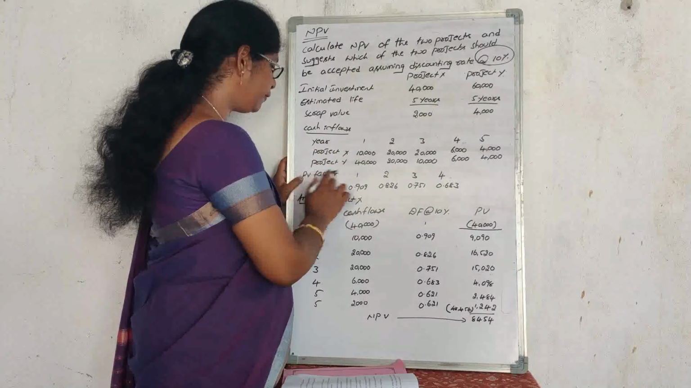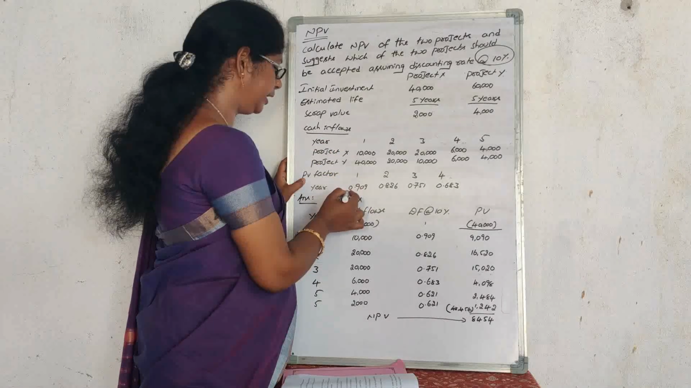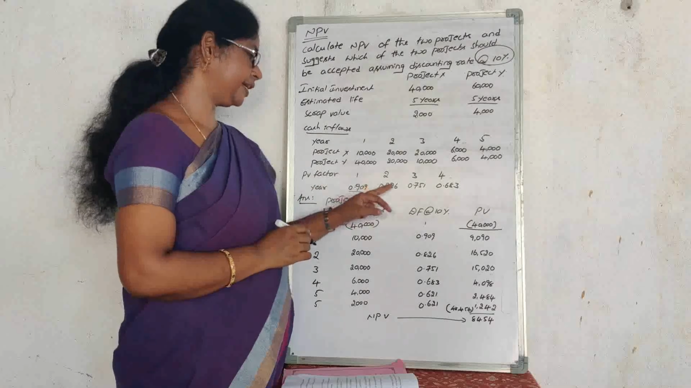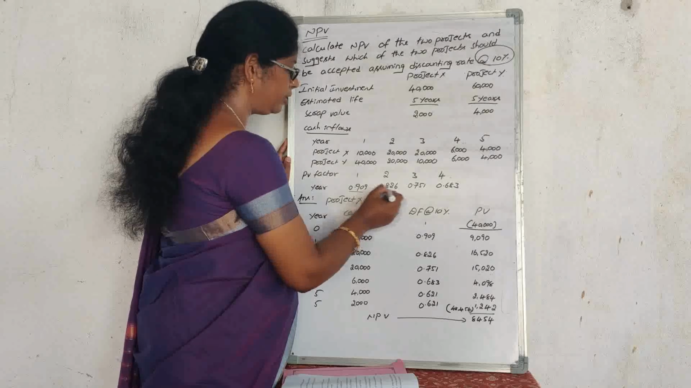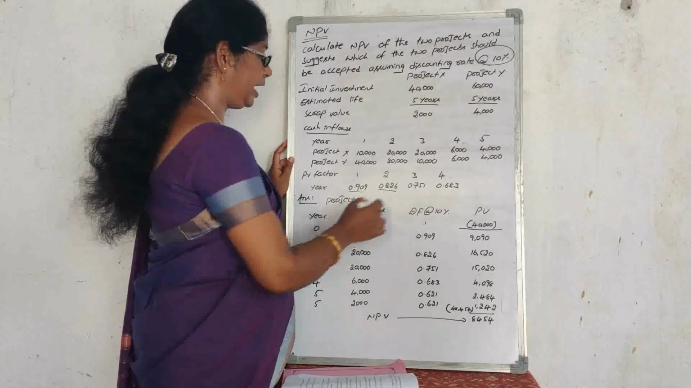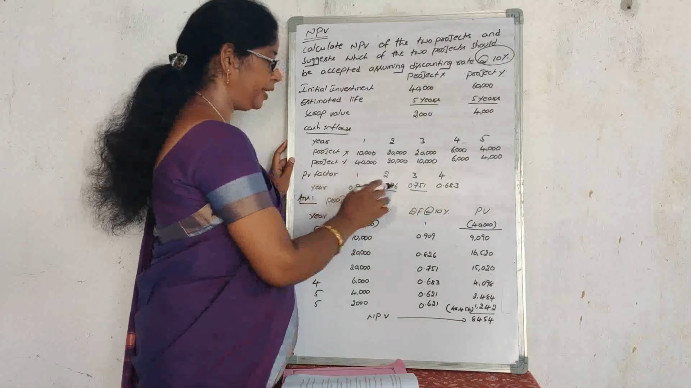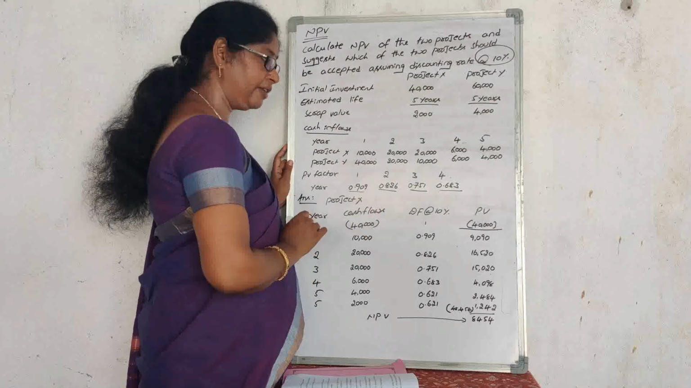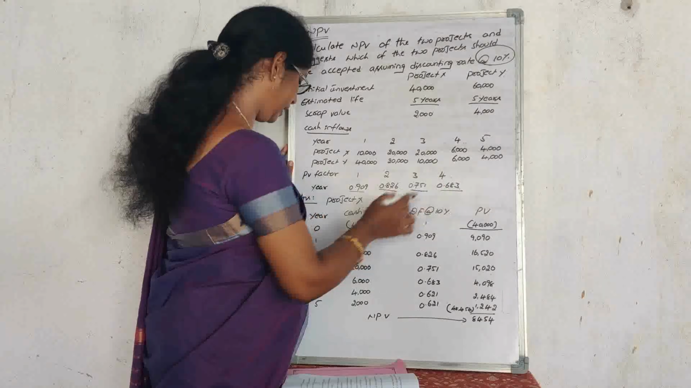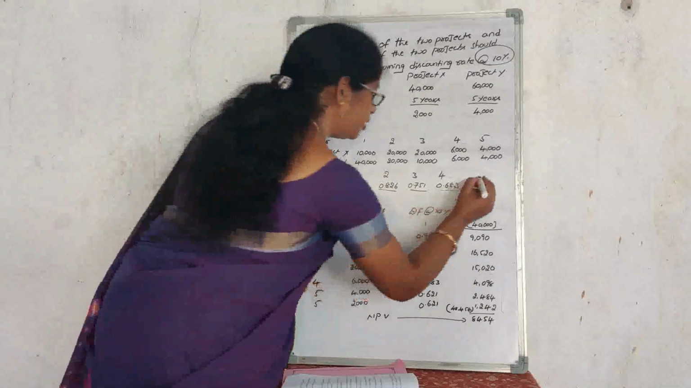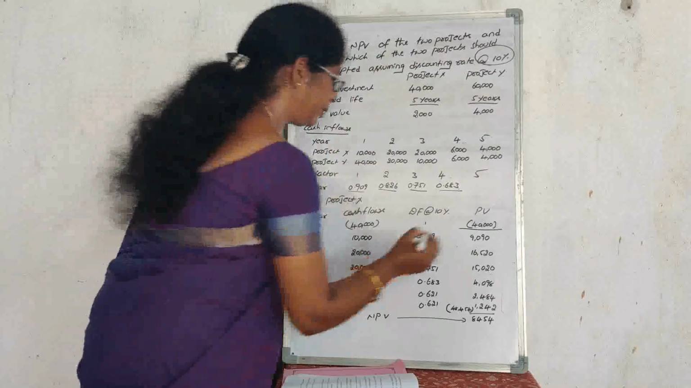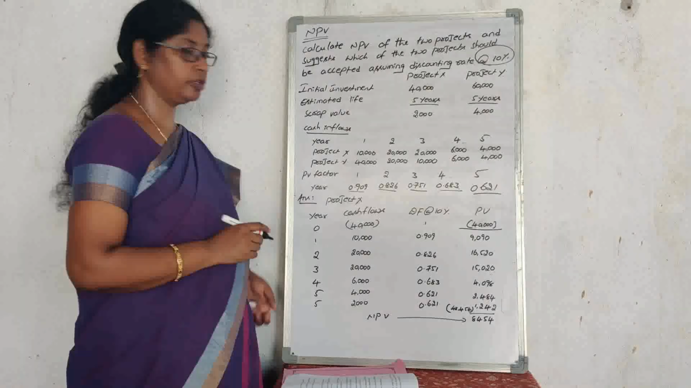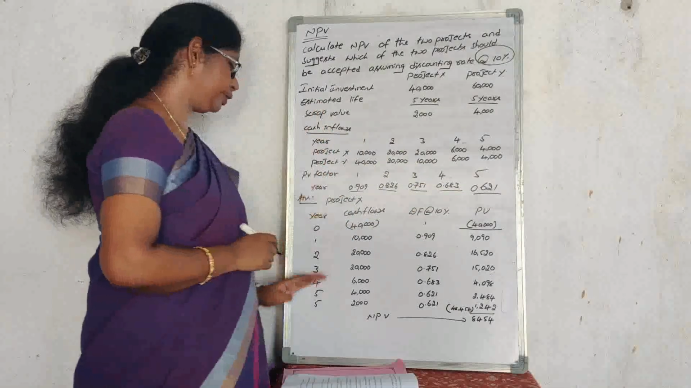Okay. So for the first year, the rupee value at the end of the 1 year is 0.909. For the second year, the rupee value will be 0.826. At the end of the third year, the rupee value will be 0.751. At the end of the fourth year, the rupee value will be 0.683. Here they have given 5 years. One more year is there. The value will be 0.621. Fifth year, 0.621. Let's go to the solution.